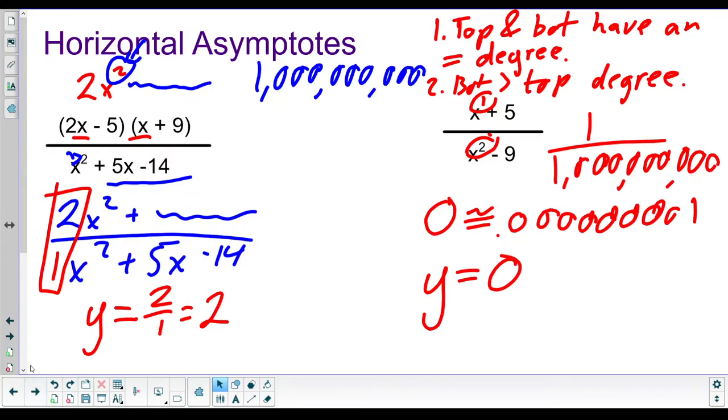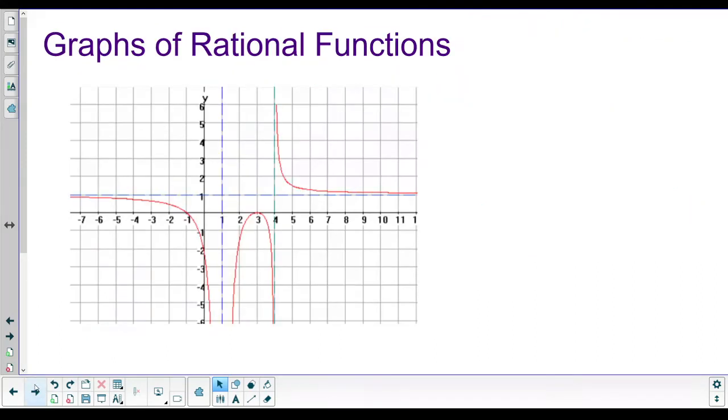All right, we're done with asymptotes, calculating them. You're also going to have a couple graphs where they say, what are the asymptotes? And I think this is insultingly easy.